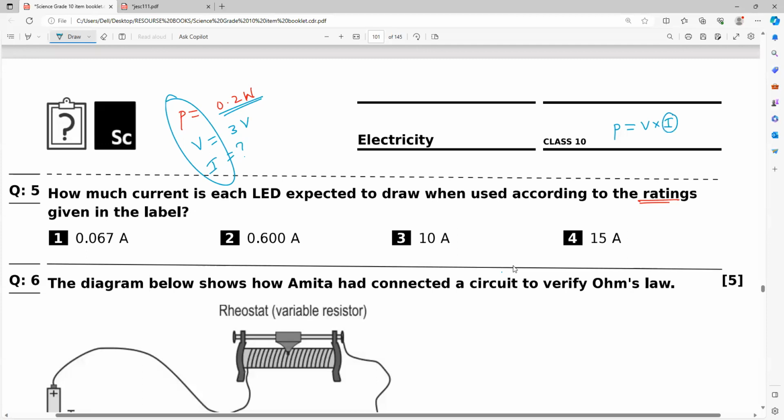So they are asking I. So I is equal to P by V. Power is 0.2, voltage is 3. So 0.2 divided by 3, I will write as 2 divided by 30, into 10 if I multiply. Everybody has to do it. 2 divided by 30 means 1 divided by 15. 1 divided by 15, answer?